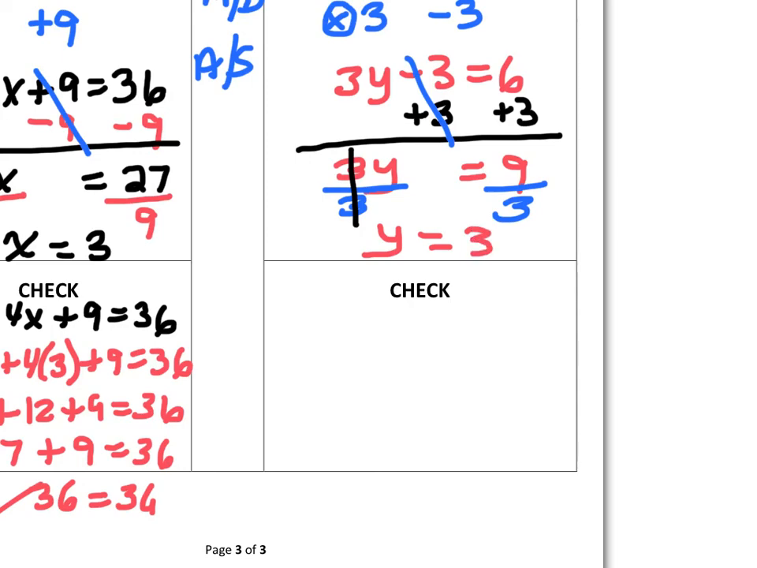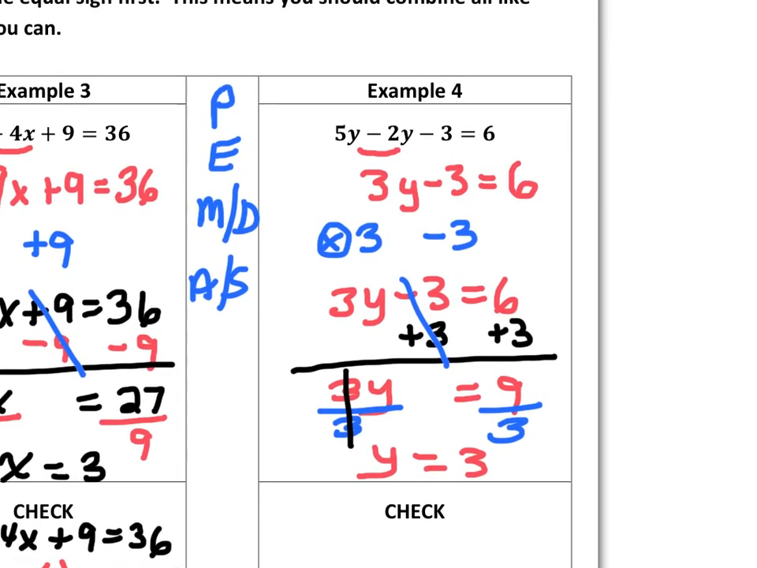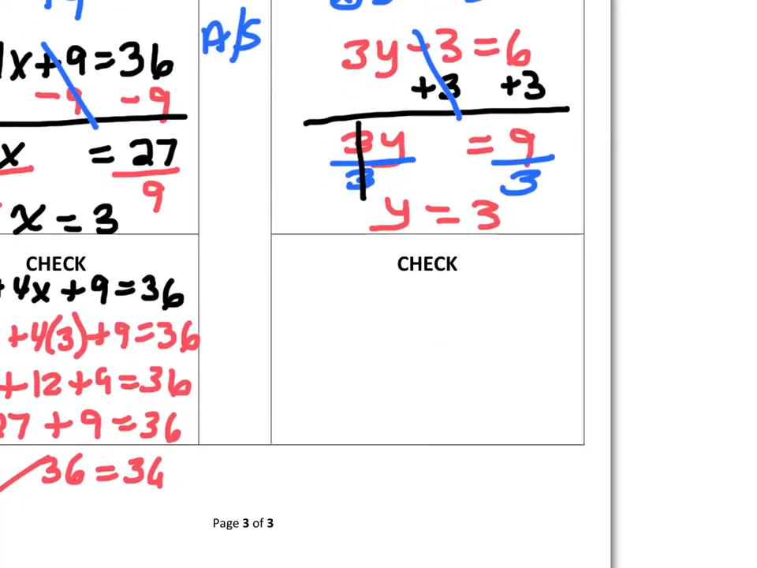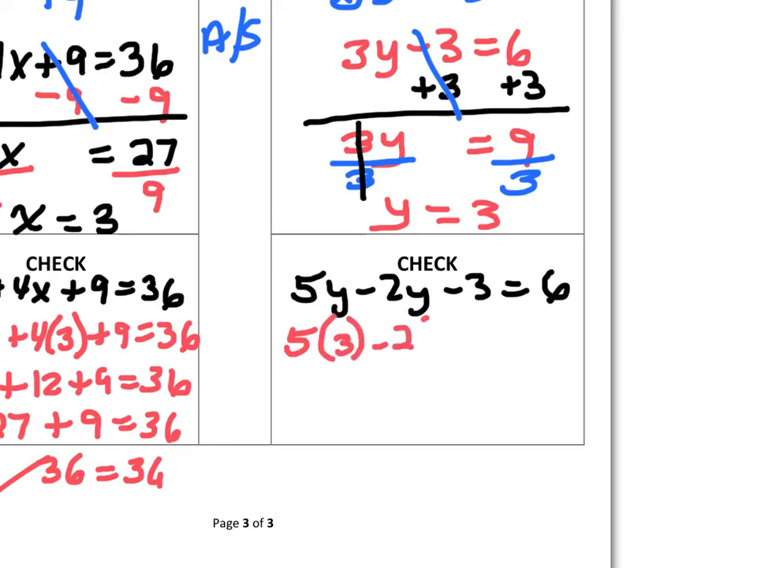So let's check out our answer. Again, we got to go back to the original. 5y minus 2y minus 3 equals 6. Substitute 3 for y, and that's multiplication between the 5 and the y. So I'm going to show that with my parentheses.